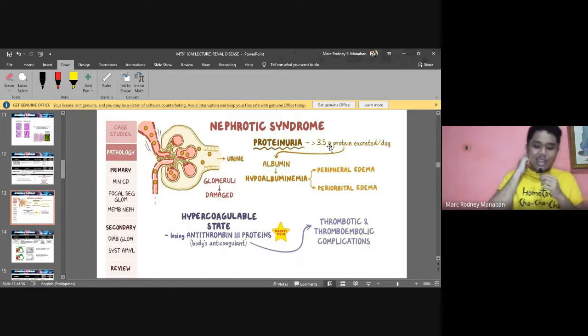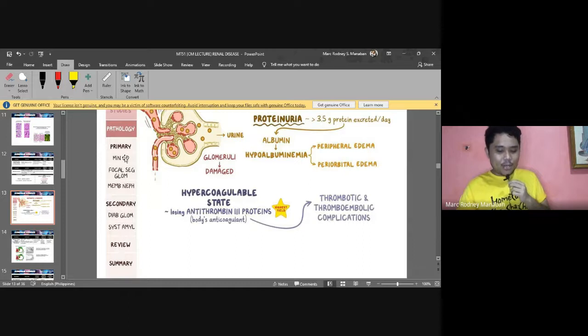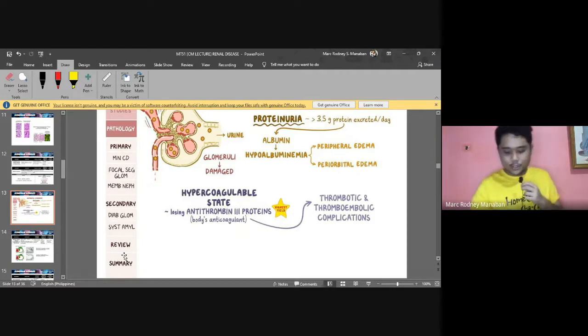Okay, so that's for nephrotic syndrome, okay? So again, these are the main causes possible, mga minimal change disease, focal segmental, membranoproliferative, sila ang possible na mag-progress to nephrotic syndrome. Secondary, DM, diabetes, no? And also SLE, systemic lupus erythematosus and amyloidosis. All right? Okay. So that's for your nephrotic syndrome.